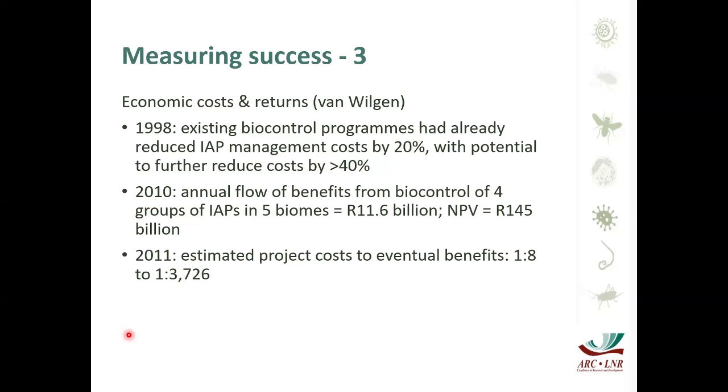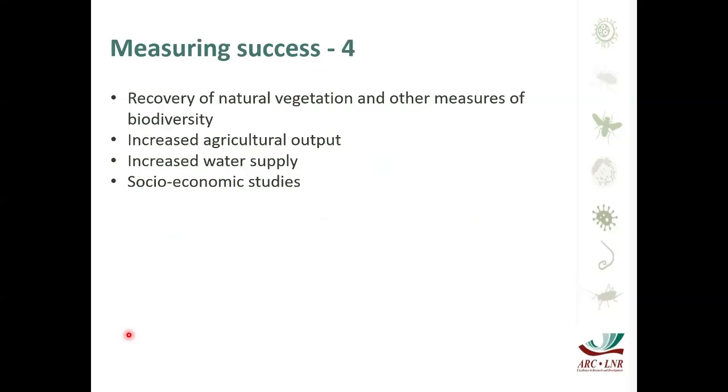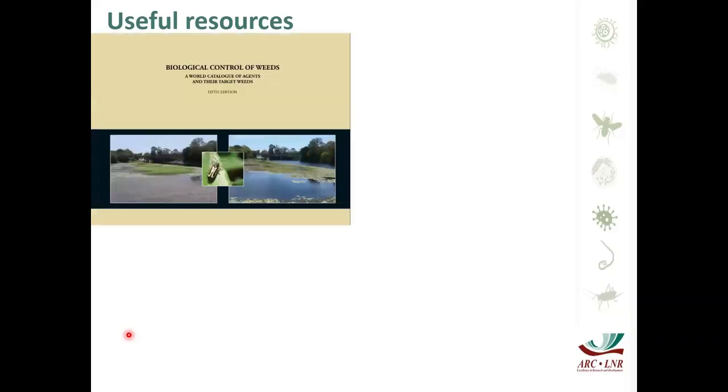And so we're getting benefit-cost ratios of 1 to 8 and up to 1 to almost 4,000. So really outstanding benefits from the investments made. And obviously another way of measuring success is to measure the recovery of natural vegetation, and various other measures of biodiversity that can be assessed. Ecosystem services, increased agricultural output, increased water supply, and then socioeconomic studies. So those are all various studies that can measure success of a biocontrol program.